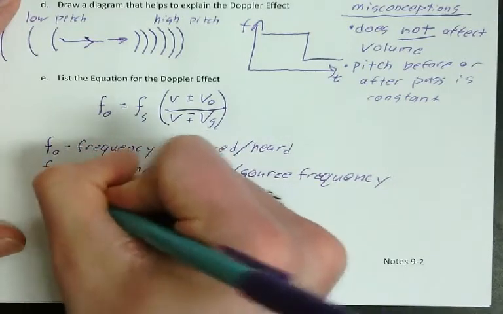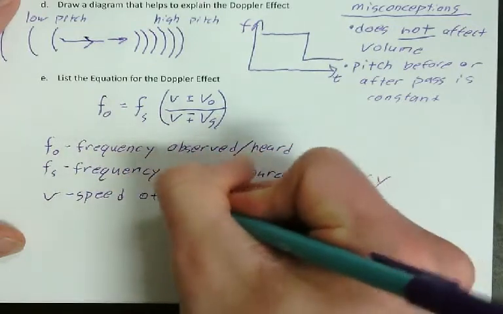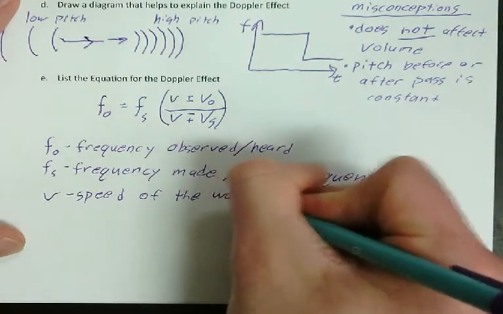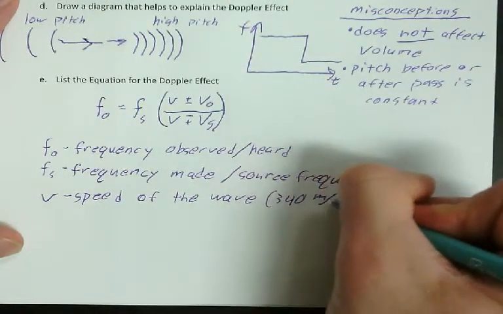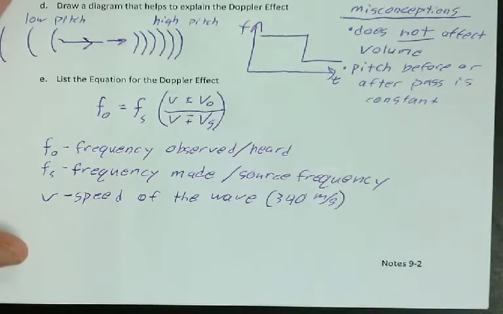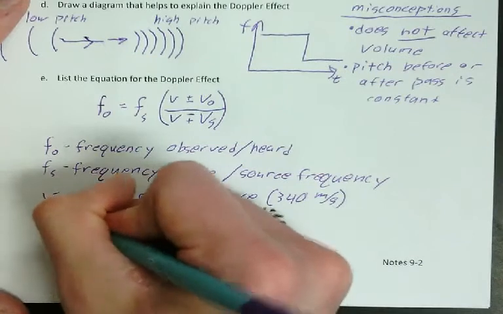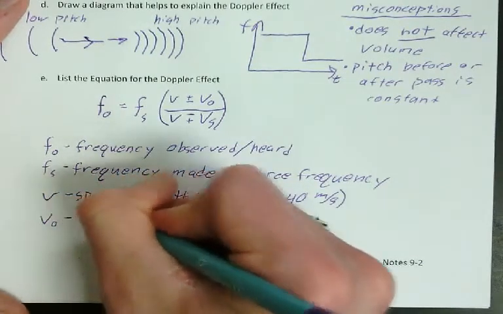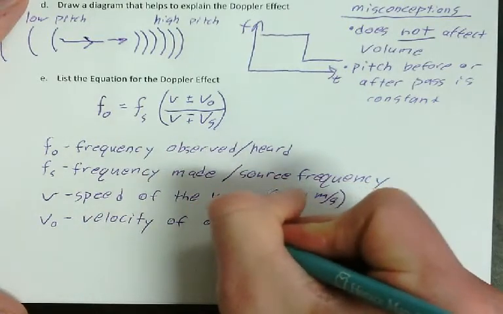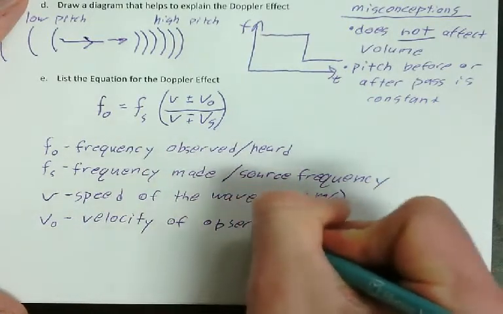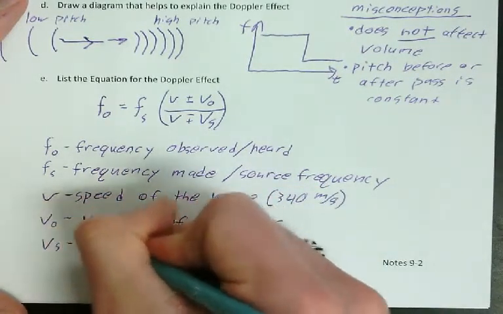V is the speed of the wave, which is usually going to be the speed of sound. So how fast does the wave go? And by the way, the wave goes 340 meters per second, unless I tell you otherwise. VO is the velocity of the observer. And VS is the velocity of the source.